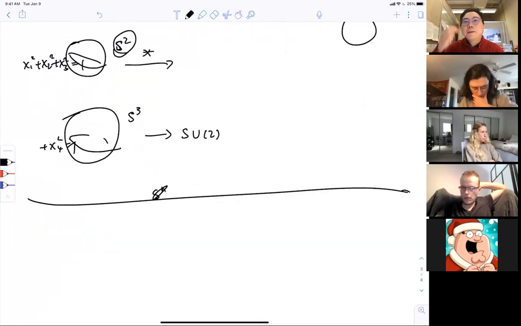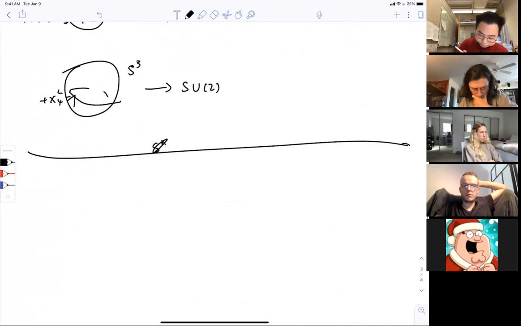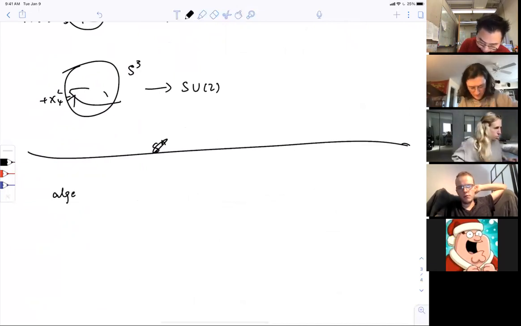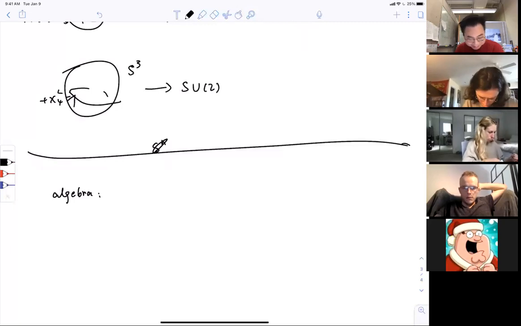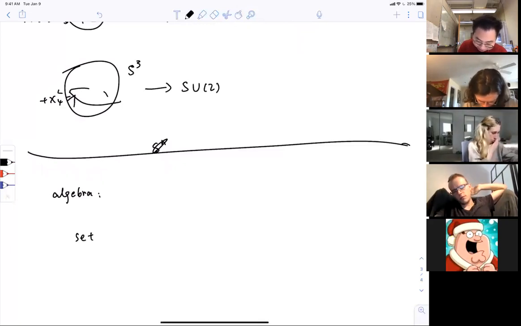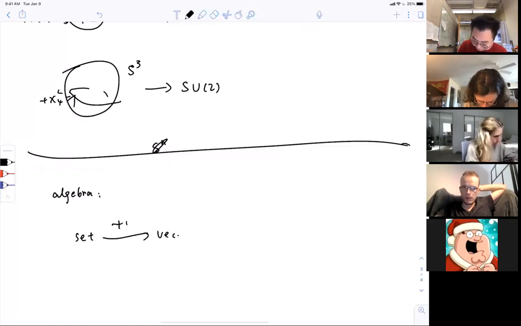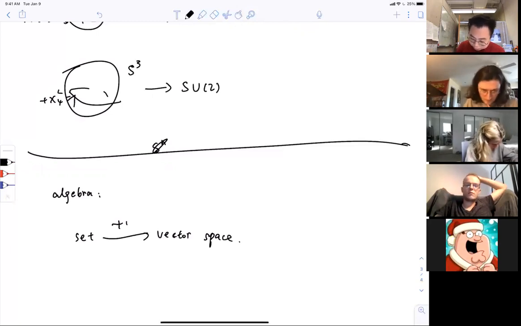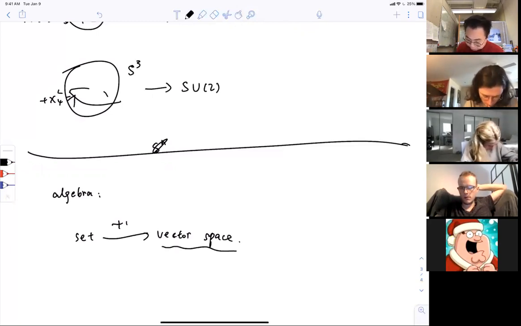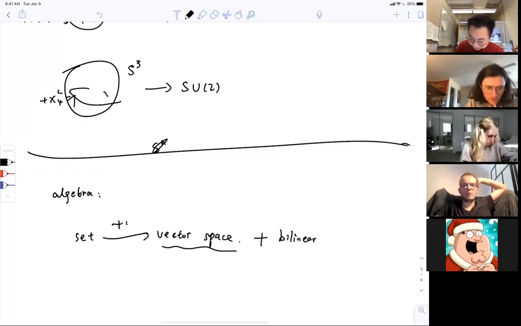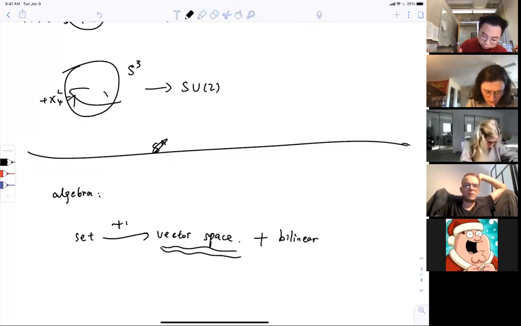Okay, what else do I want to say? The next thing I want to talk about is the Lie algebra. Let's start with what an algebra is. There's a rigorous definition in math, but what I remember is that first you have a set, and you add some structure, you get a vector space. So the starting point is a vector space. Once you have a vector space, if you add another bilinear operation, then this vector space becomes an algebra.